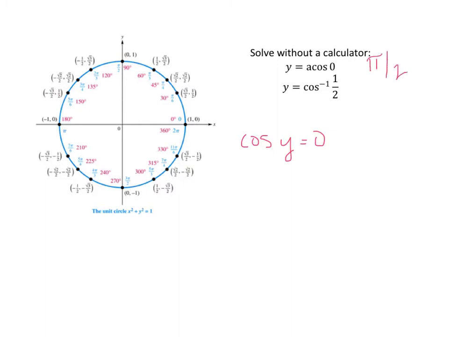The inverse cosine of 1/2. The cosine of what is equal to positive 1/2? So I start looking for an x-coordinate that's positive 1/2, and that's here at pi over 3.